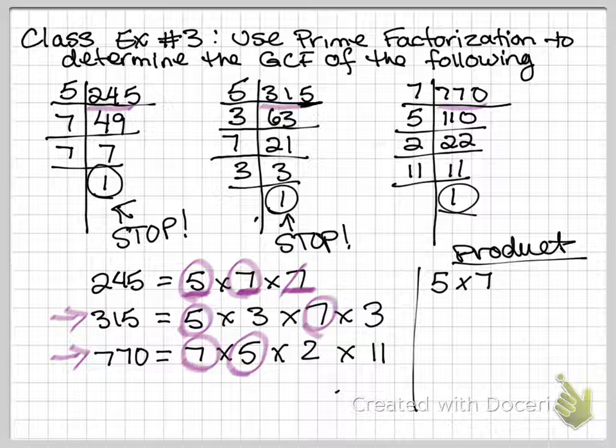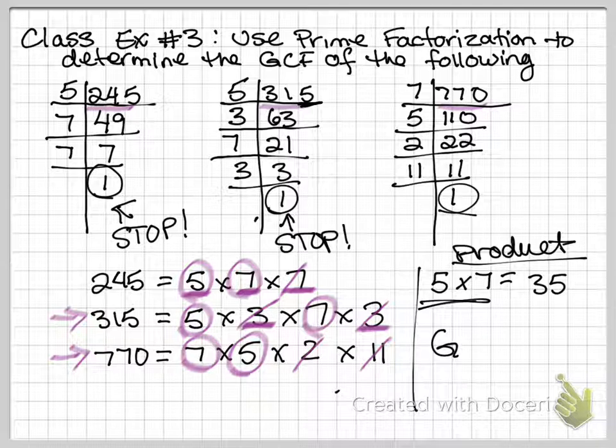So since we've looked at all the ones for 245, now let's look at the ones for 315. Because there's only a 3 in this one, that one is also not common between them. And the same with the 2 and the 11 for 770, because there's none in the other two. So to find the greatest common factor between these, I just have to multiply the product of the prime factors that are common to all three numbers. So this would be 5 times 7. So that would mean that my greatest common factor for these three numbers would be 35.